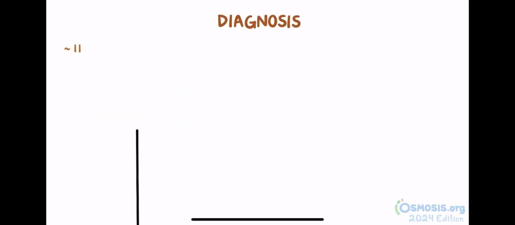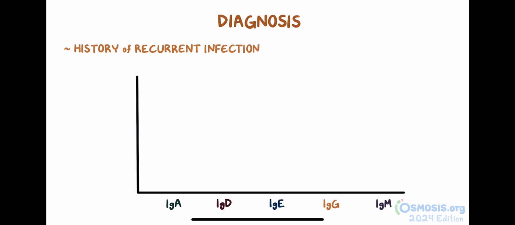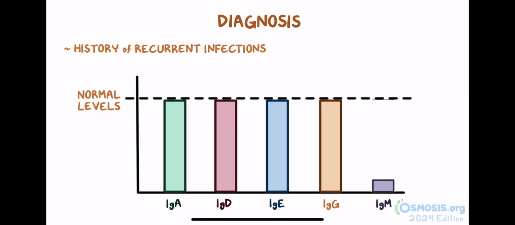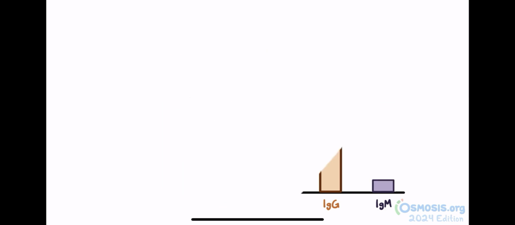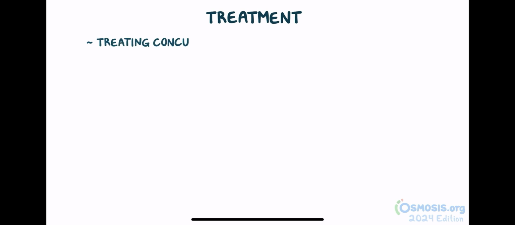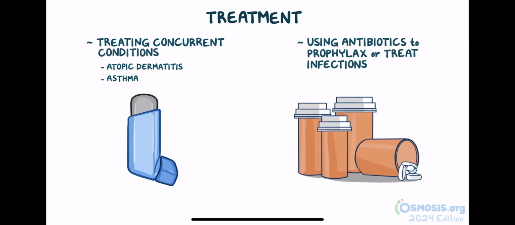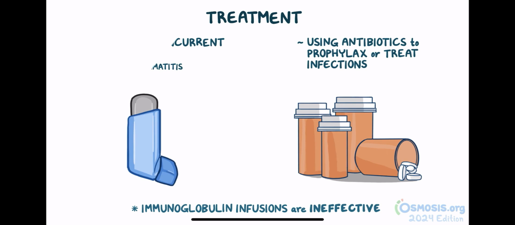The diagnosis is based on having a history of recurrent infections and having normal levels of IgG, IgA, and IgE antibodies with a decreased IgM level. Treatment is mainly aimed at treating concurrent conditions like atopic dermatitis and asthma, as well as using antibiotics to prophylax or treat infections. Unfortunately, intravenous immunoglobulin infusions from a pool of plasma donors are ineffective, because they don't contain much IgM.